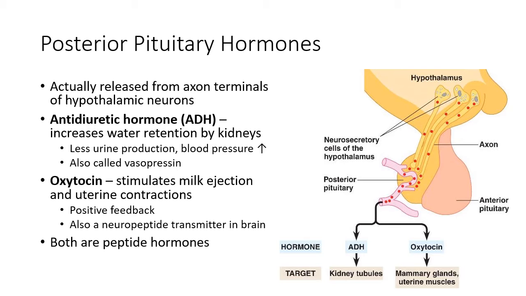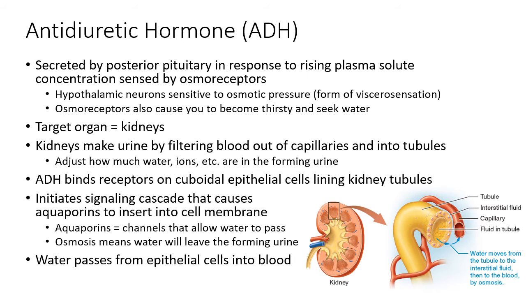Oxytocin, on the other hand, is mostly relevant in women. It stimulates milk ejection from the mammary glands, and it also stimulates the contraction of the uterus during childbirth. Okay, so we'll go into more detail with ADH.